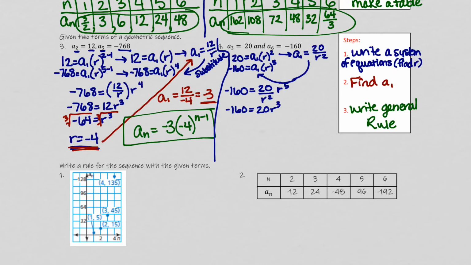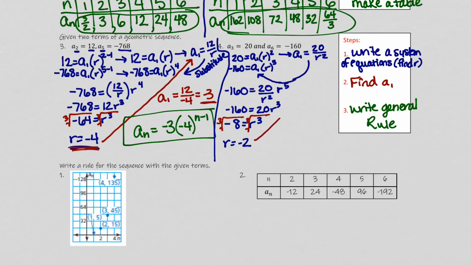But now I'm going to divide both sides by 20, and I get negative 8 equals r cubed. This is where you cube root. Whatever that power is, you take that root of both sides, and we end up getting r is negative 2. All right, then I need to find a1.